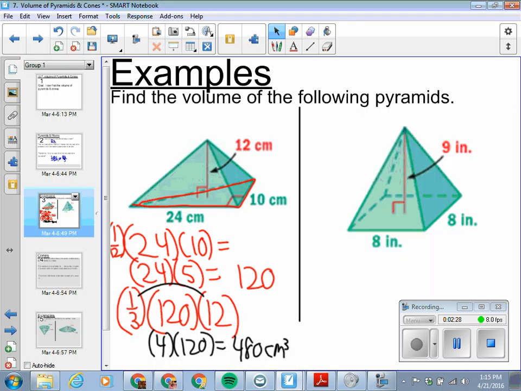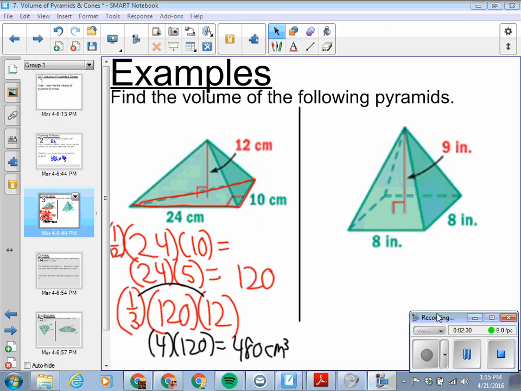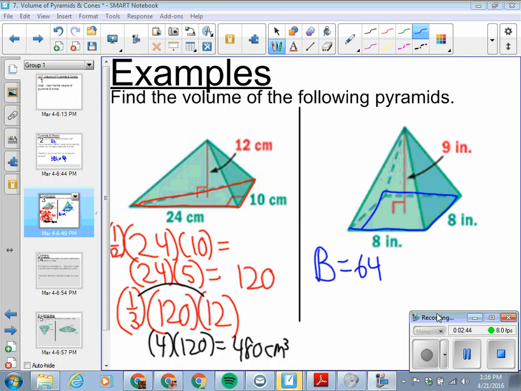So now, you guys can try this one on your own or stay with me. This pyramid is a square pyramid. So the area of the base is going to be 8 times 8. Right, here's our base shape. So our base area is 64. So we just multiply that by the height of the pyramid, which is 9, and we do all that times 1/3. And we should know that 1/3 of 9 is 3. So we should have 3 times 64. This gives us an overall volume of 192 inches cubed.